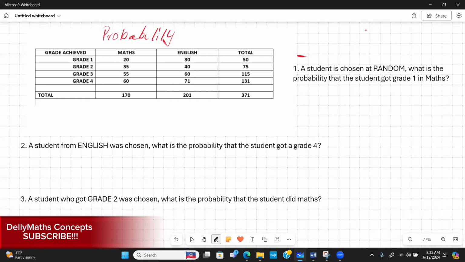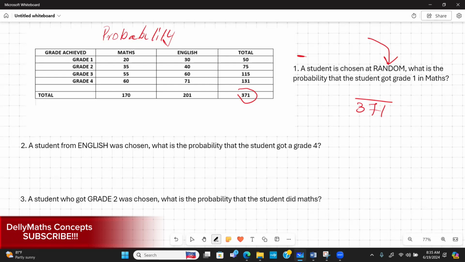So the first question says, a student is chosen at random. Keyword: random. The moment a student is chosen at random, your sample space is going to be everything combined. So for this question already, my sample space is out of 371, meaning that's going to be my denominator. Whatever the question is asking, it's going to be that response over 371.